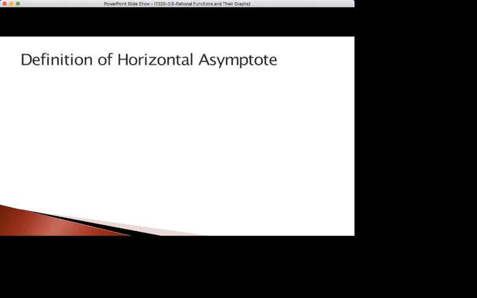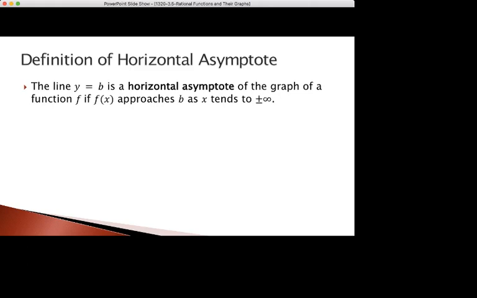Now we spent a lot of time talking about vertical asymptotes. It only makes sense to now ask the question, well, what about horizontal asymptotes? Do we have similar behavior, but horizontally rather than vertically? That answer is yes. So let's define these horizontal asymptotes. The line y is equal to b is a horizontal asymptote of the graph of a function f if f of x approaches b as x tends towards plus or minus infinity.